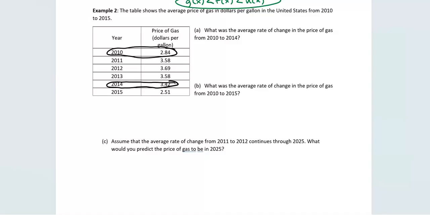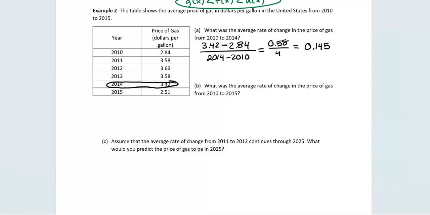So we're going to have change in y. That's going to be the value at 2014, so that's 3.42 minus the other one, over 2014 minus 2010. We do some little math. So we get 0.58 over 4. And then we get 0.145. So that's the average rate of change in the price of gas from 2010 to 2014.